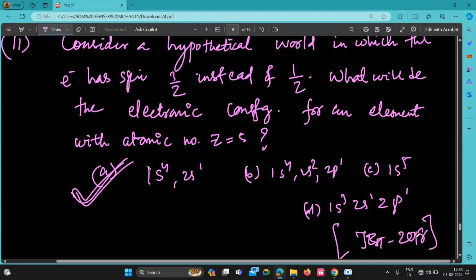This came in JEST 2019. Another question. This will be the last question, number 12.